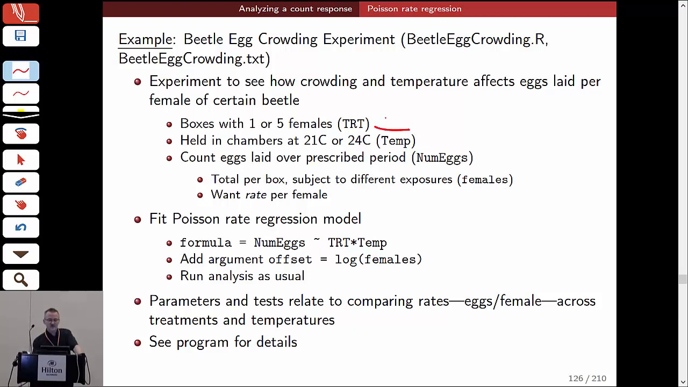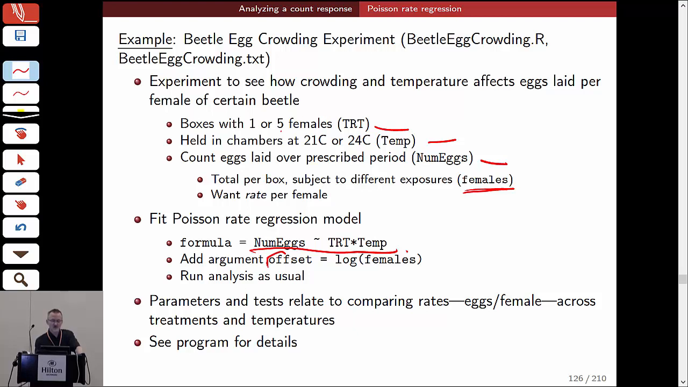So we have treatment, which is the boxes with 1 or 5 females. We have the temperature, which is the temperature of the chamber. This is the count of the number of eggs, and the different exposures we count as the variable females. And in GLM, you can run the Poisson rate regression, or the Poisson regression with offsets, just by specifying the offset separately from the formula statement. So in the formula statement, you simply say that the number of eggs is going to be a function of the combination of treatment and temperature and the interaction.